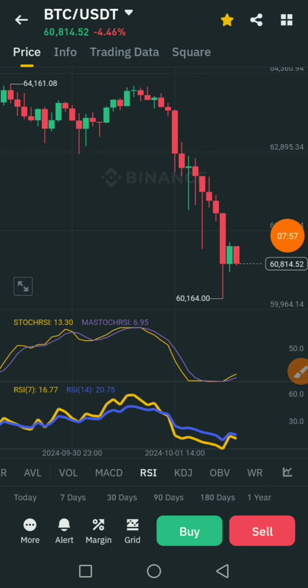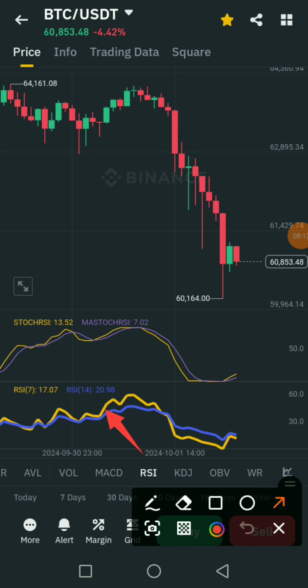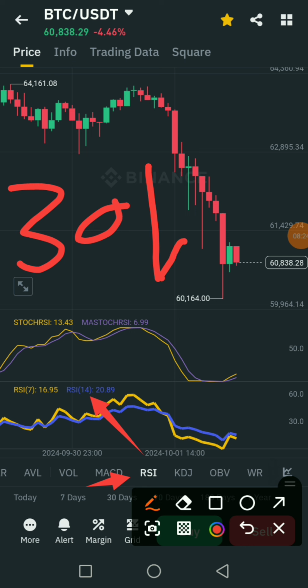Now, the normal RSI has a value of 0 to 100. It is agreed that if the RSI value, which is this RSI we're talking about, the normal RSI, shows 30 and below, it means that the market is oversold.